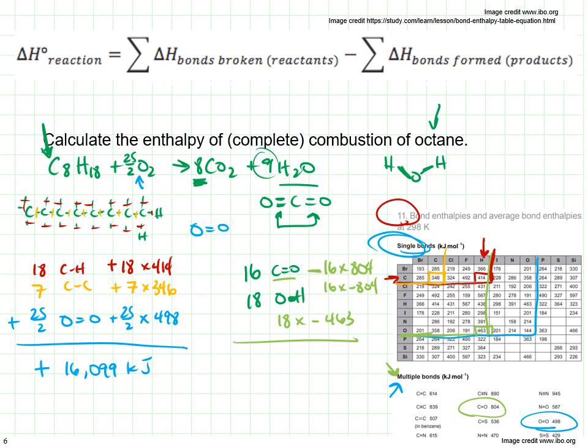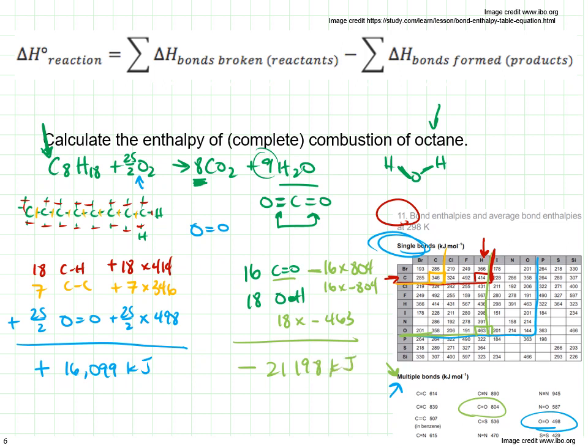So how much energy is released when we make all these new bonds? 16 times negative 804 plus 18 times negative 463 gives us a grand total of negative 21,198 kilojoules of energy is released when we make those new bonds.